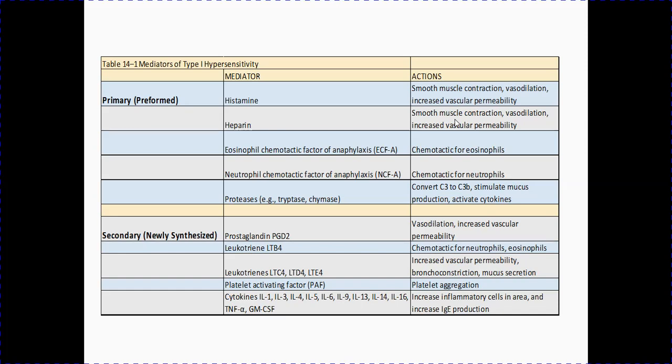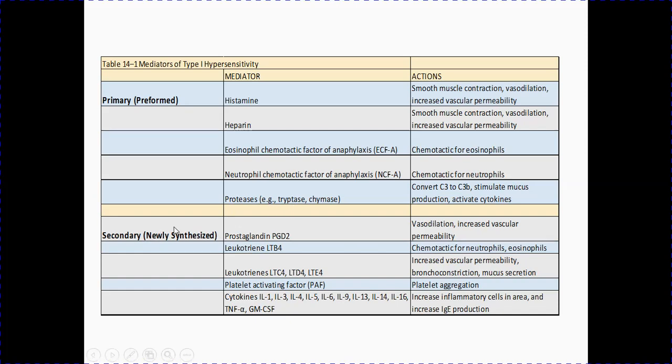Eosinophilic chemotactic factor is obviously a chemotactic agent, as are the neutrophilic chemotactic factors. Some of the proteases that we look at can be conversion of complement, factors of complement. It also can stimulate mucus production, which is a hallmark of type 1 hypersensitivity reactions. It can also activate some of those other cytokines, resulting in newly synthesized or secondary mediators.